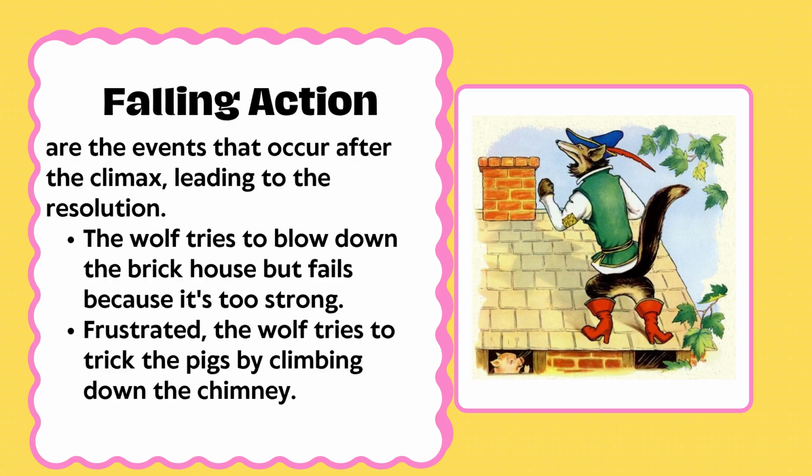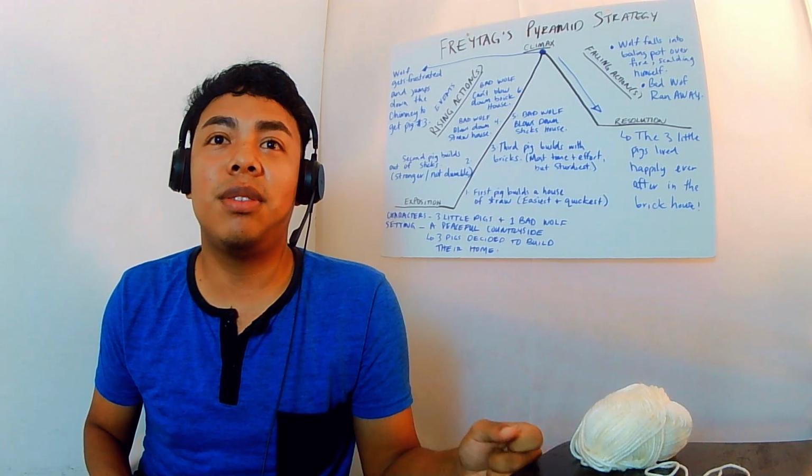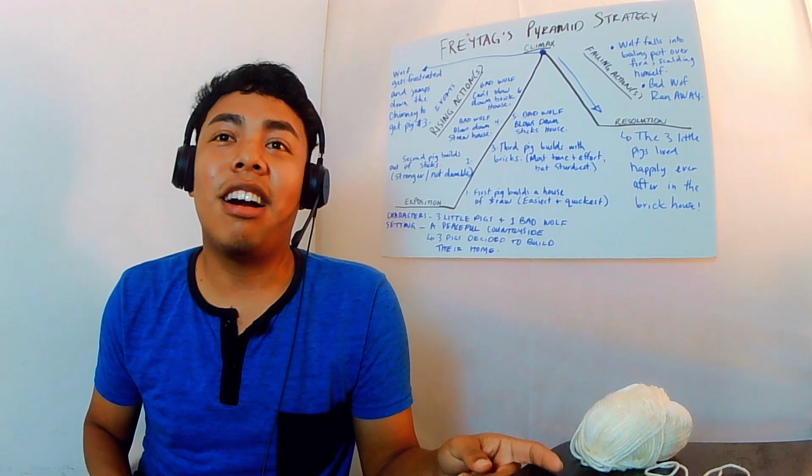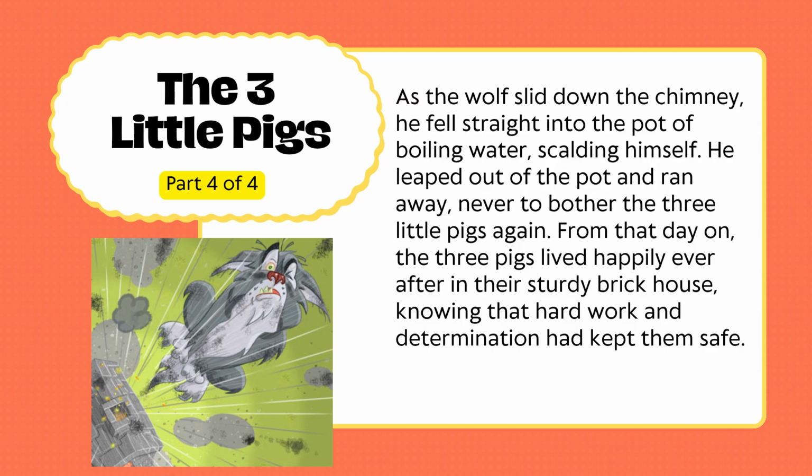It reads: As the wolf slid down the chimney, he fell straight into the pot of boiling water, scalding himself. He leaped out of the pot and ran away, never to bother the three little pigs again. From that day on, the three little pigs lived happily ever after in their sturdy brick house, knowing that hard work and determination had kept them safe.